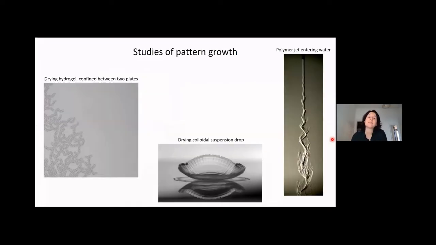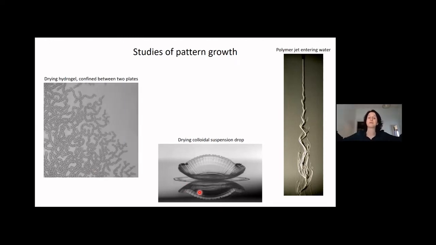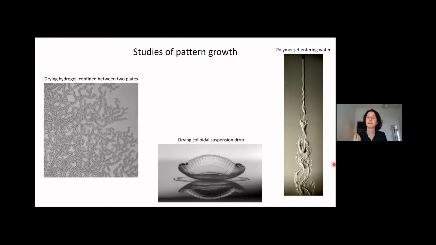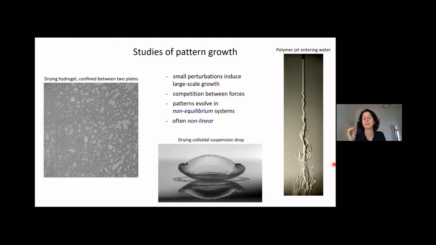My lab investigates pattern growth. We look, for example, at the pattern growth that occurs as a hydrogel confined between two plates is allowed to dry out. We look at the pattern formation that happens as a colloidal suspension drop dries and forms these beautiful fracture patterns. Or we look at the patterns that form as a polymer jet enters a quiescent bath of water. What all these seemingly very different systems share in common is that small perturbations to the system can induce growth on very large scales.